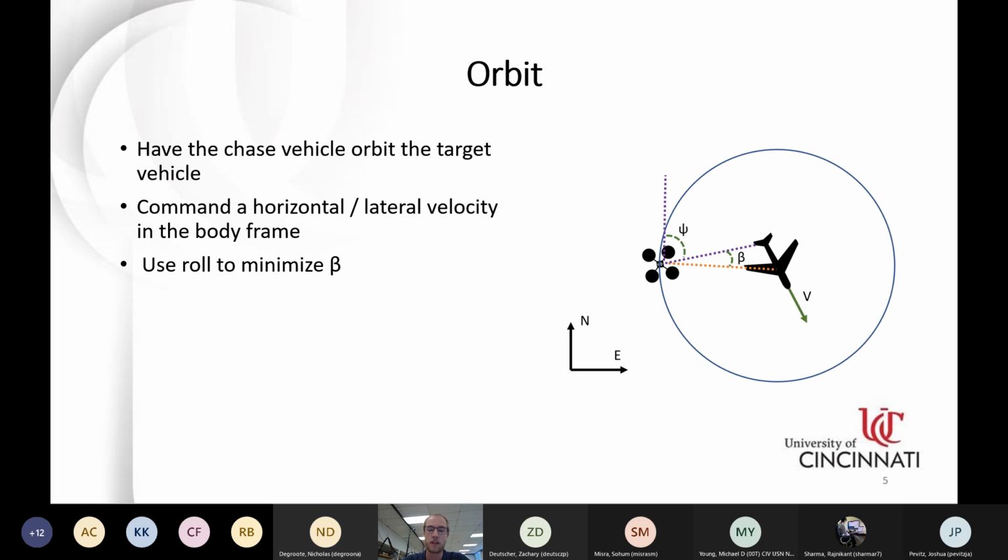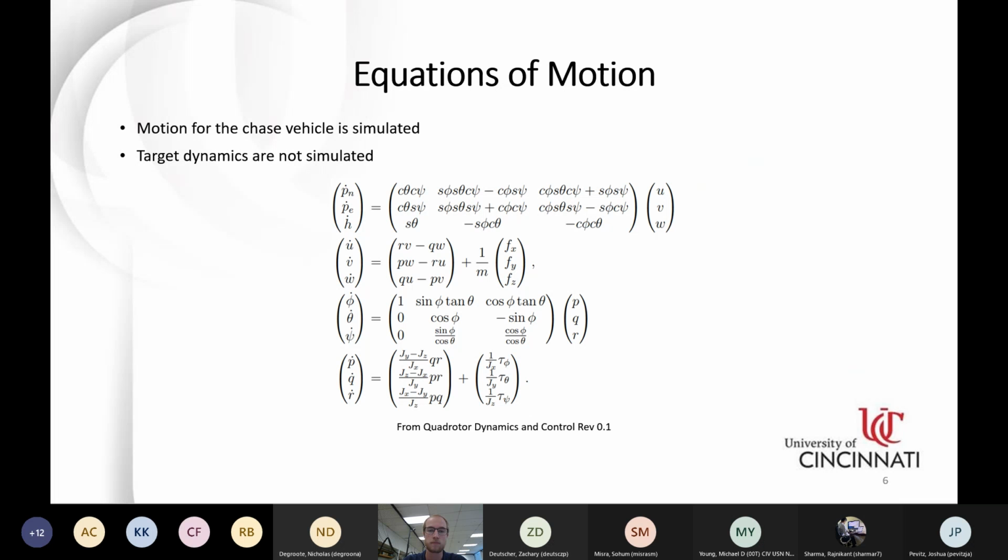A more interesting scenario, instead of just chasing the target vehicle, will be orbiting the target vehicle. You can see psi and beta defined there, and the chase vehicle will orbit around the target vehicle in that circle of a given distance that we set. The equations of motion are just the ones that we had before for the quadrotor. We're using the same dynamics that we've used so far this semester.